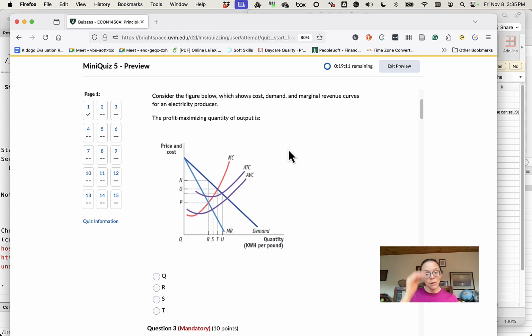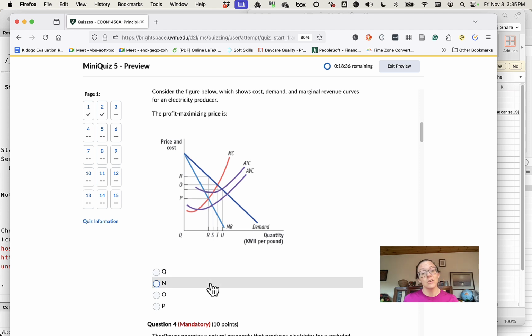For question 2, we've got one of these nice little figures of some electricity producer that we haven't specified, and we want to find the profit maximizing quantity of output. Remember, with a monopolist, as with a perfectly competitive firm, we're going to set marginal cost equal to marginal revenue. And we can see that right here, where the blue line and the red line intersect, or at the intersection of P and R, where my cursor is. At that point, we can drop down and we can find that the profit maximizing quantity of output is R.